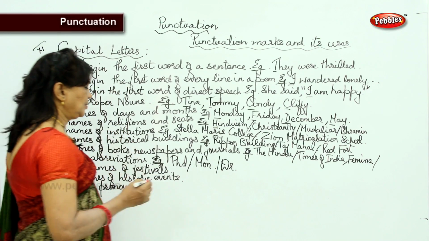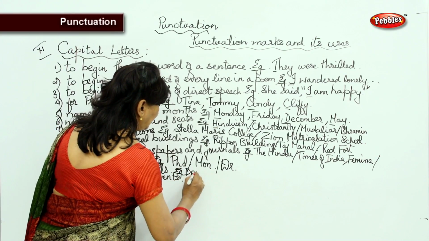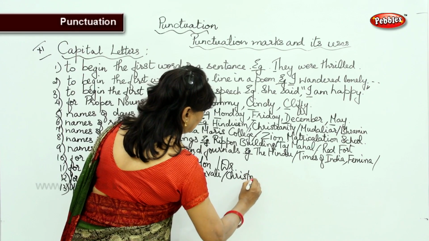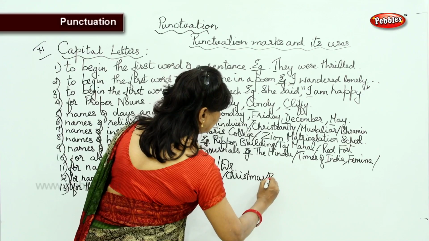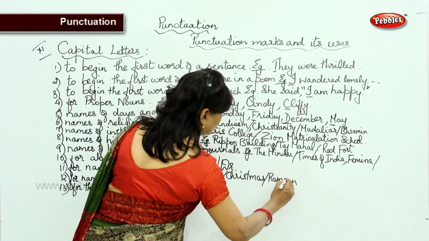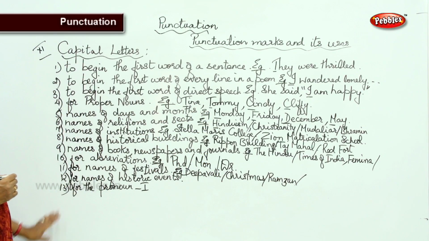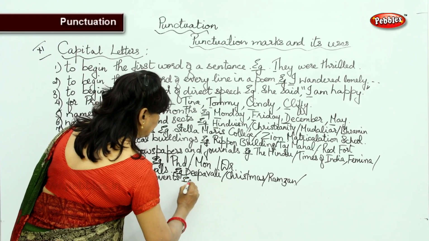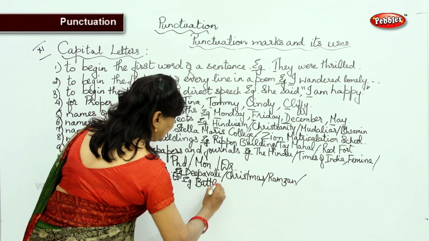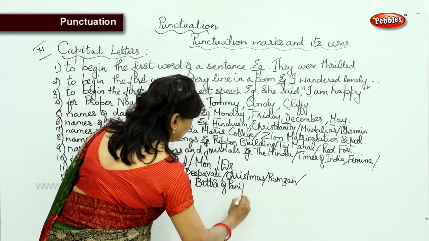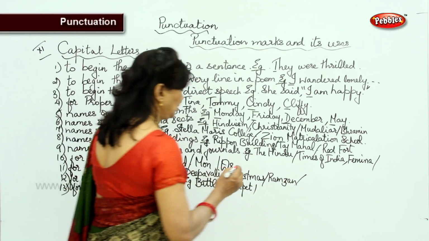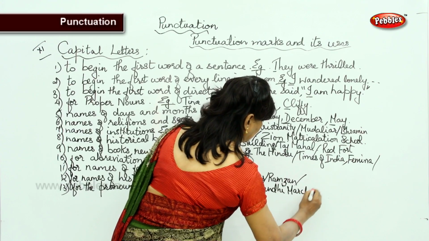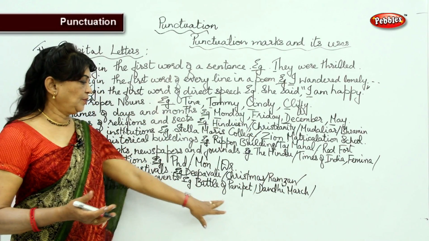For names of festivals, you can write Deepavali, Christmas, Ramzan, etc. Names of historic events like the Battle of Panipat, the Dandi March, all these are historical events. So, we use a capital letter.